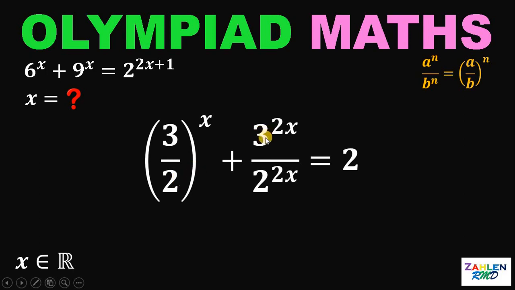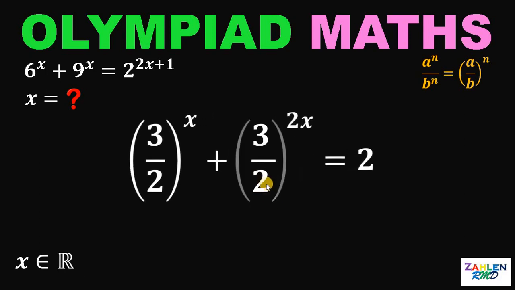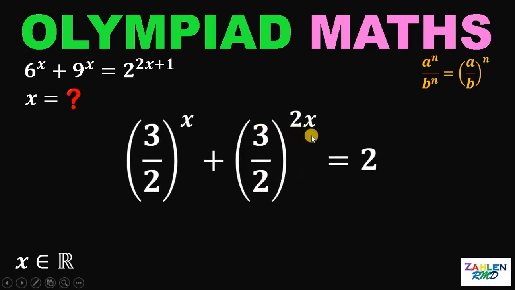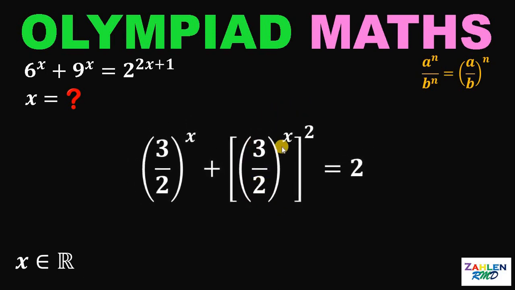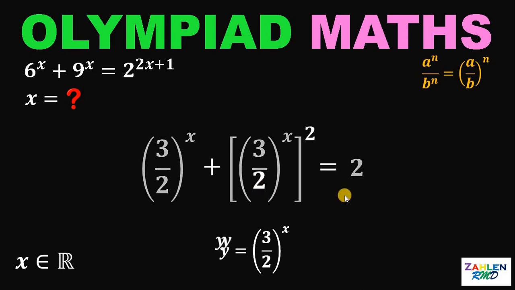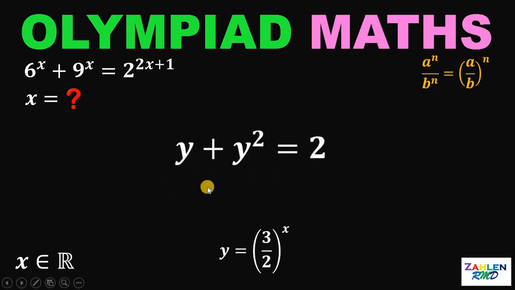Now take note that we have also 3 and 2 on the second term. So let's simplify this. This can be written as 3 over 2 raised to 2x. Again, this expression can be written as 3 over 2 raised to x raised to the power of 2. Now we have the same term, 3 over 2 raised to x. So let's have another variable y, which is equivalent to 3 over 2 raised to x. Therefore, this expression can be replaced with the variable y. So our equation now becomes y plus y squared equals 2.